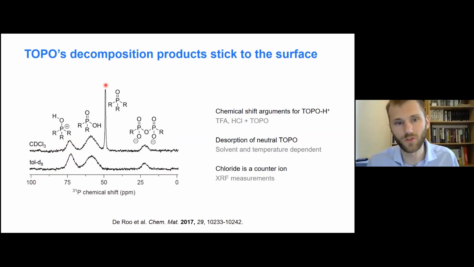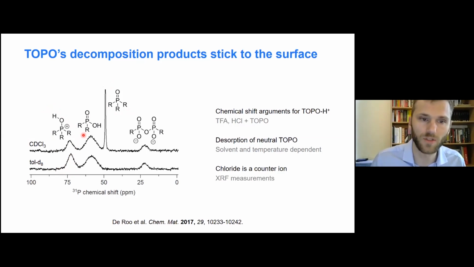Now that was very helpful to us because this one matches with the chemical shift of TOPO itself. So this one here is protonated, hydrogen bonded TOPO on the surface. And then it took us a long time to figure it out, but in the end, after a lot of control experiments, we figured out that these two molecules are dioctyl phosphinic acid, and this is the anhydride of octyl phosphonic acid. So TOPO is actually decomposing during the reaction into these impurities that bind very strongly to the surface.